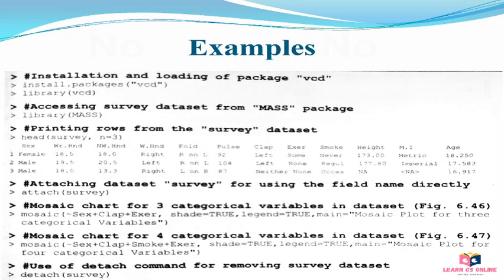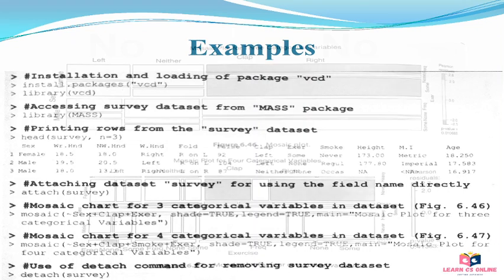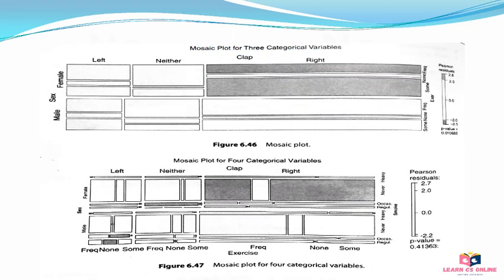The next slide gives some examples of using the mosaic function. The vcd package is installed and loaded in memory. The first 3 records of the survey dataset are displayed since n equals 3. The mosaic command draws a mosaic plot for 3 and 4 categorical variables. This slide shows the mosaic plot for the before given examples.